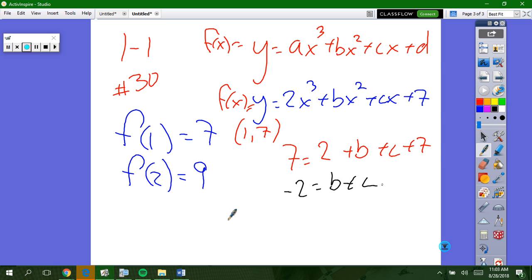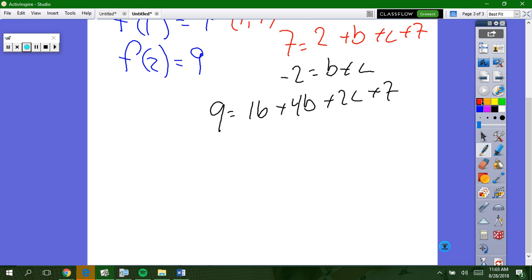Okay, so I have 9 equals 2 cubed, 8. 8 times 2, 16. Any question how I got the 16? I just plug 2 in for x. 2 squared, 4 times b. 4b. 2 times c. 2c plus 7. Notice my equation for that guy, if I subtract the 7 from here, that gives me a 2, and then I subtract the 16, that'd be negative 14 equals 4b plus 2c. And I have negative 2 equals b plus c.